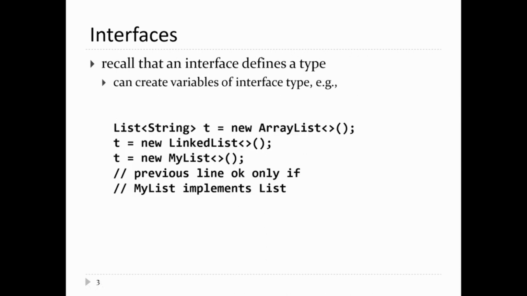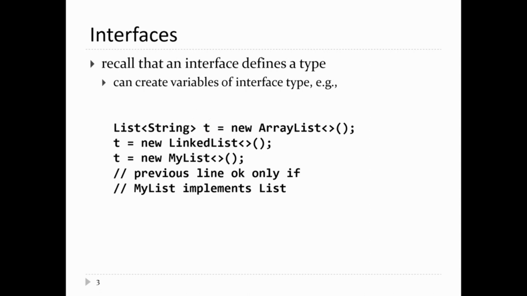Now remember, interfaces are actually types in Java. List, Set, and Map are all types, and they're all interfaces. So you can make a variable whose type is List, which is an interface. What can you store in that variable? Well, I can store an ArrayList in that variable, because ArrayList implements the List interface. I can store a java.util LinkedList in the variable t, because LinkedList implements the List interface. If you make your own list class called MyList, and you say that it implements the List interface, you can store a MyList object in the variable t.